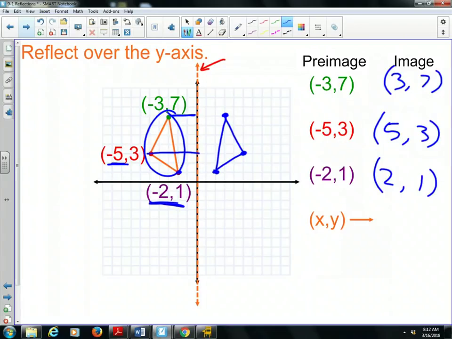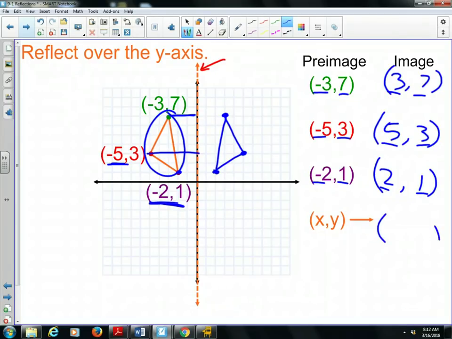All right, class, question for you. What happened to each and every one of these ordered pairs? Notice how the x-coordinate switched signs. The y-coordinate stayed the same. And that's going to remain true whenever we reflect a point over the y-axis.